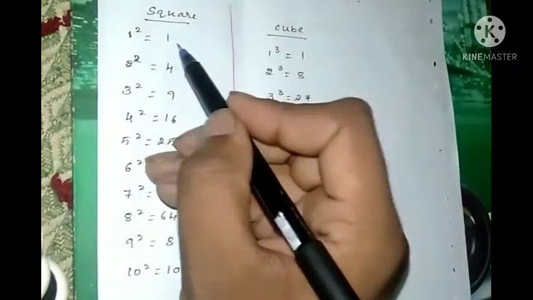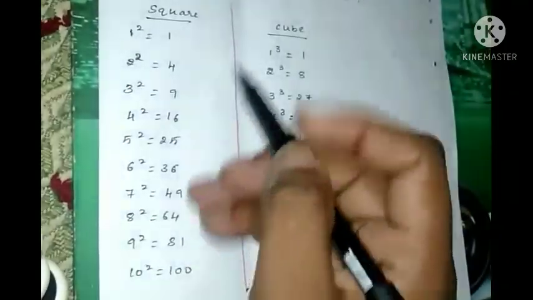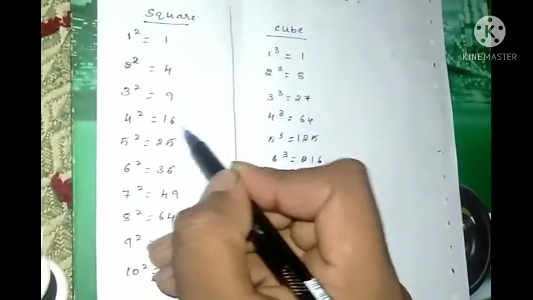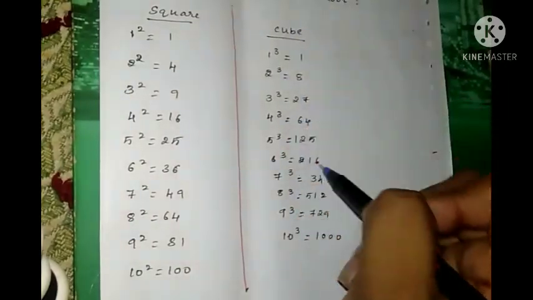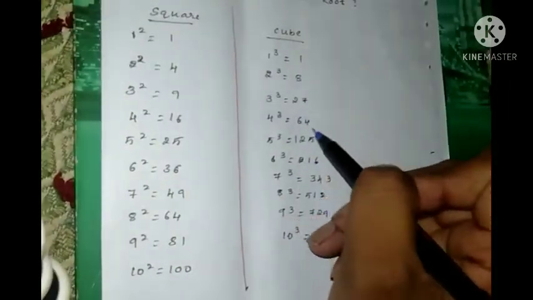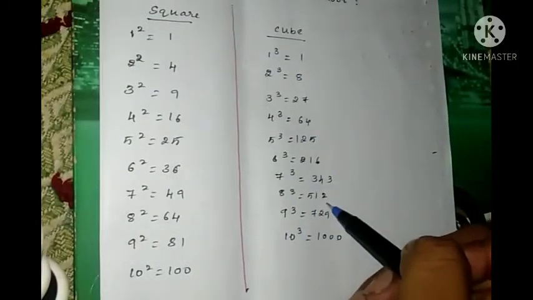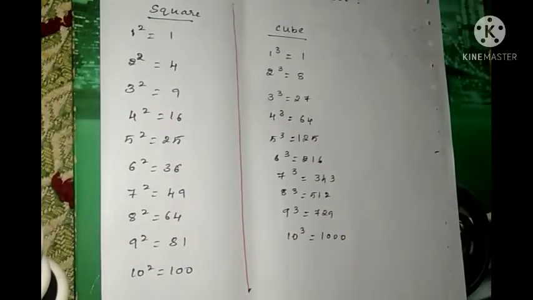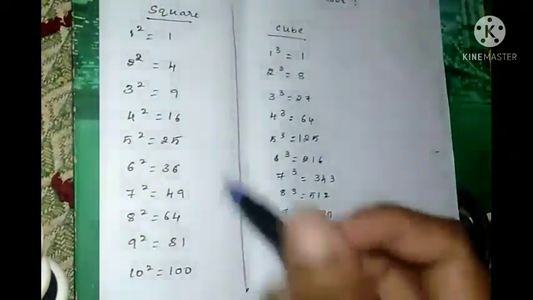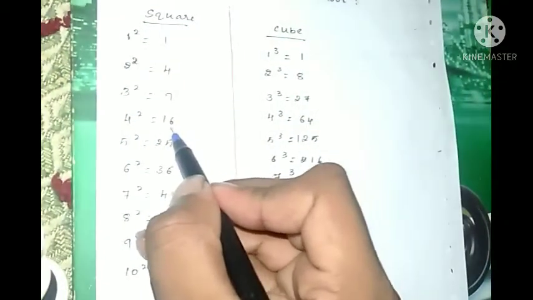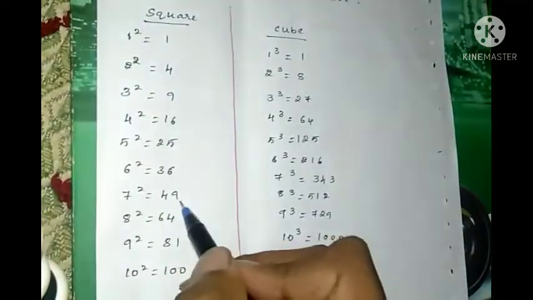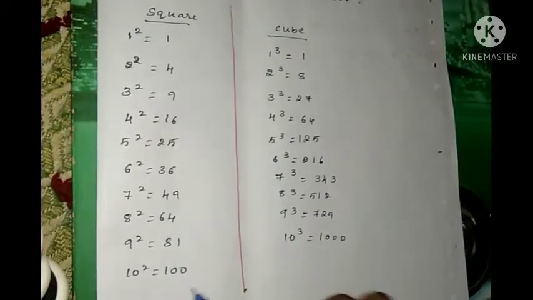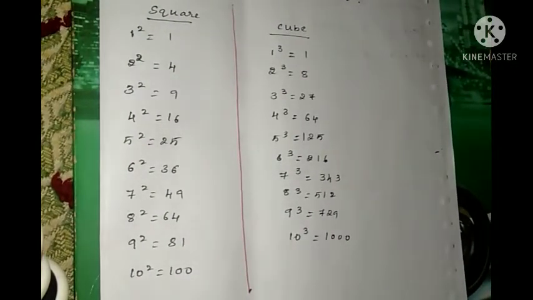Okay, we take only the end digits. The series is 1 4 9 6 5 6 9 4 1 0, and the cube also like that. In cubes also 1 8 7 4 5 6 3 2 9 0. We want only these numbers. In these numbers we only check the end digits. 16 ends in 6, 25 in 5, 36 in 6, 49 in 9, 100 in 0, like this. You understood?